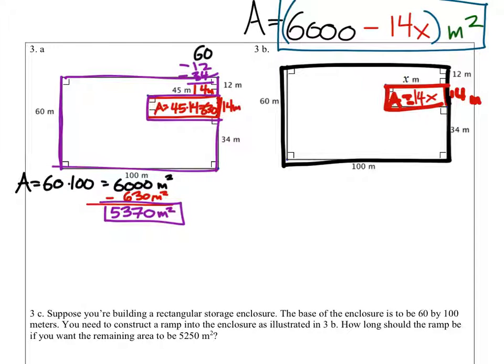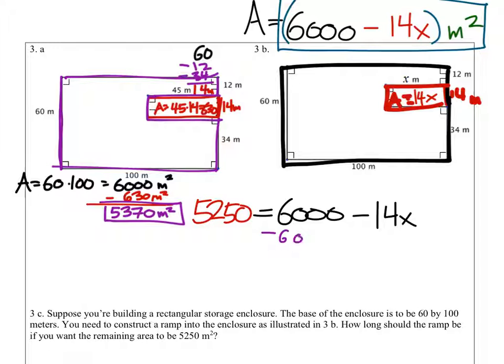You need to construct a ramp into the enclosure as illustrated in 3B. How long would that ramp be if you wanted the remaining area to be 5,250? So we already see the formula for the area. Let's rewrite that like this. But we want the area to have a total of 5,250 square meters. Now, we want to know how long that ramp is. That's what the x is, so we just need to solve this equation for x.